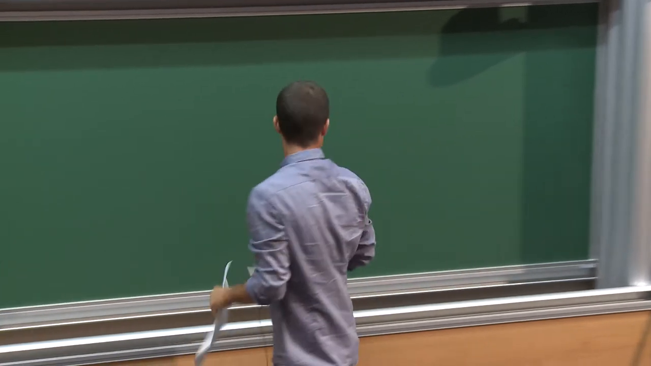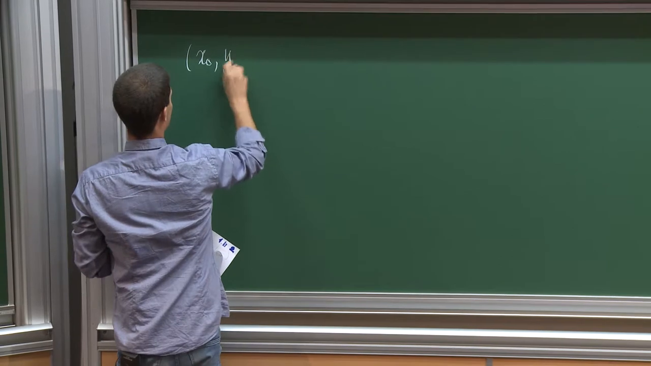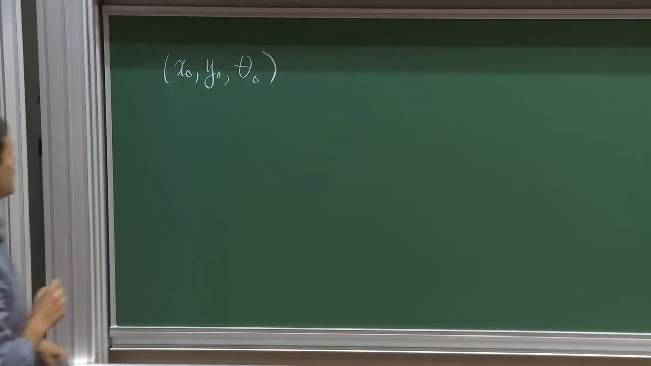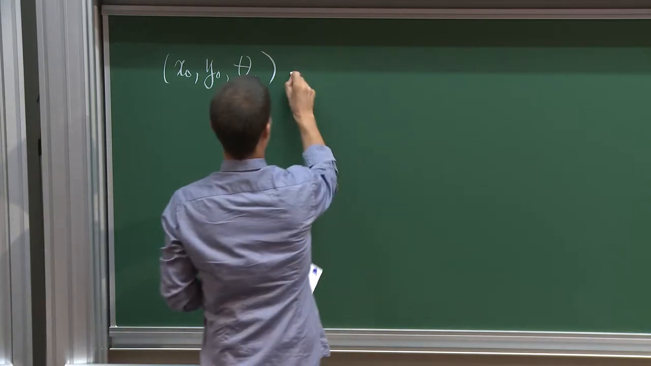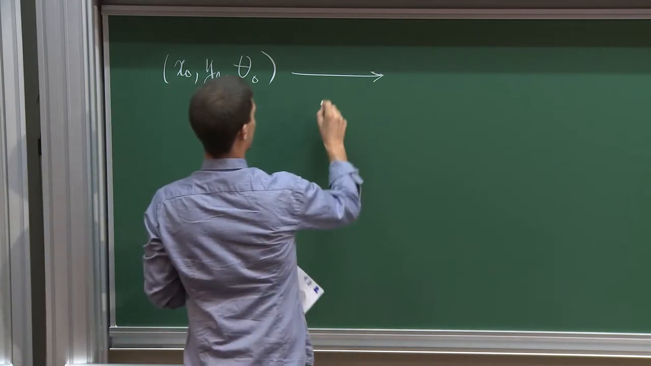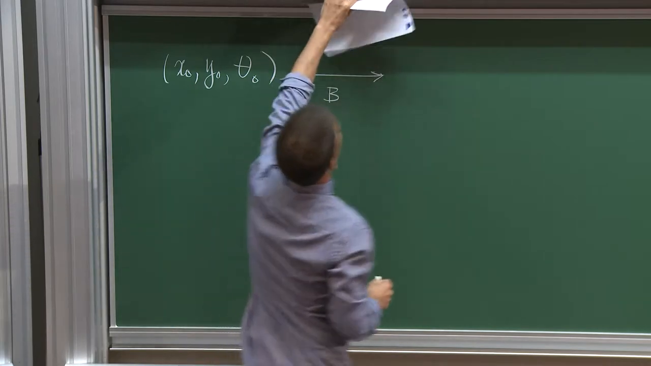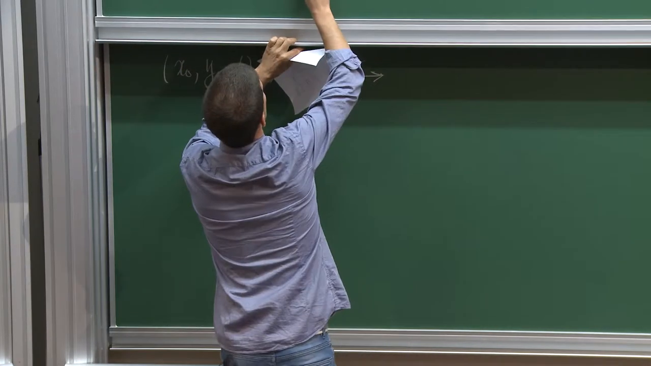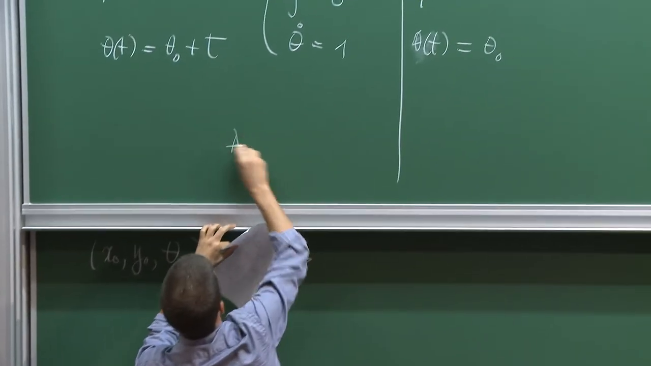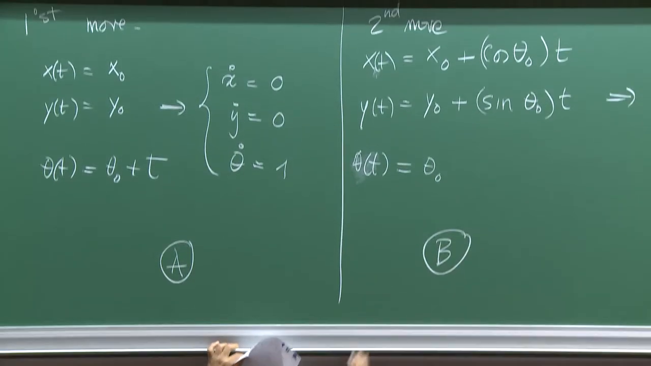Okay, so let us start from a position. Take an initial position, x0, y0, theta 0, and then do the first movement. Let me use letter B for this. I will do first A and B, and follow this.